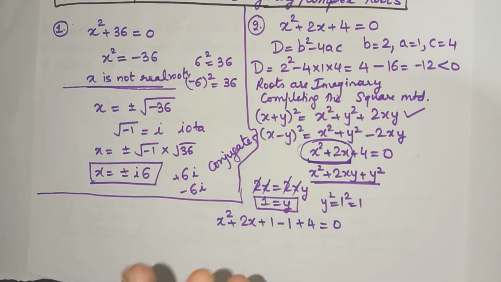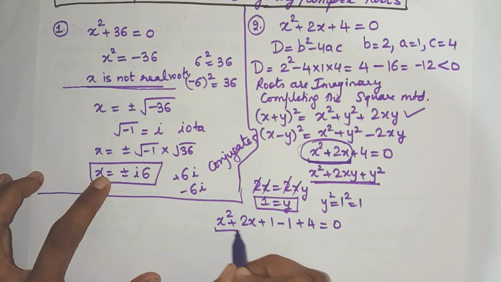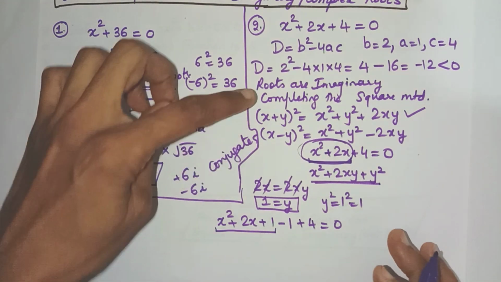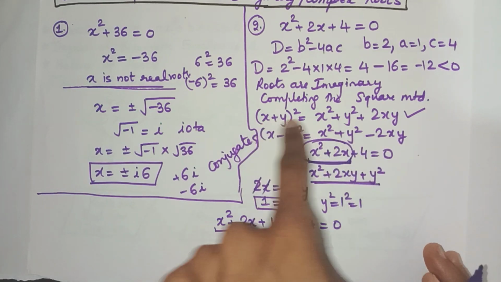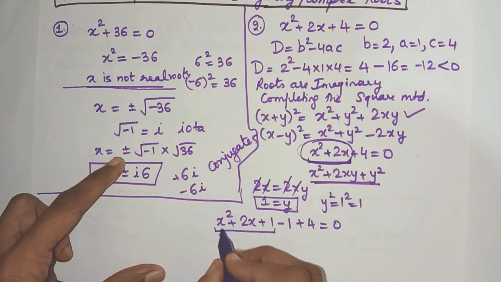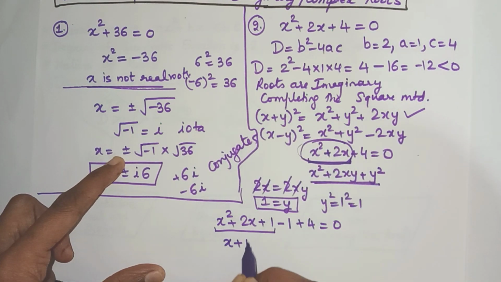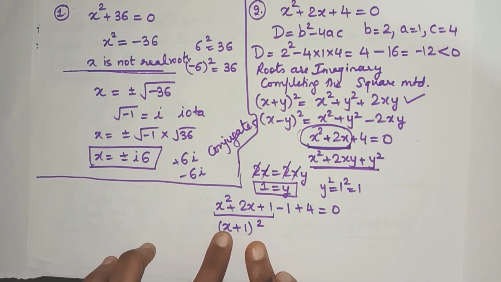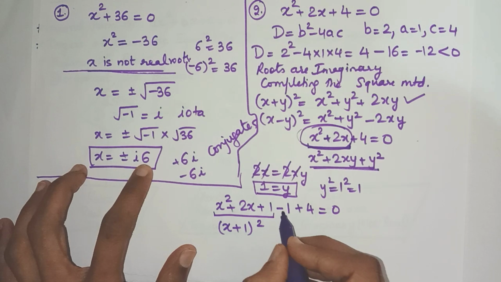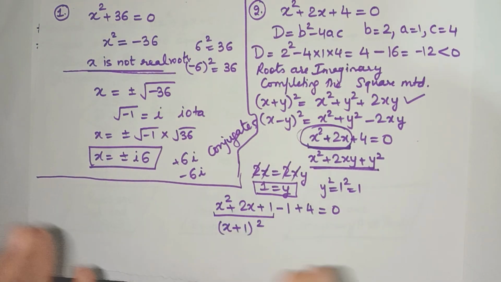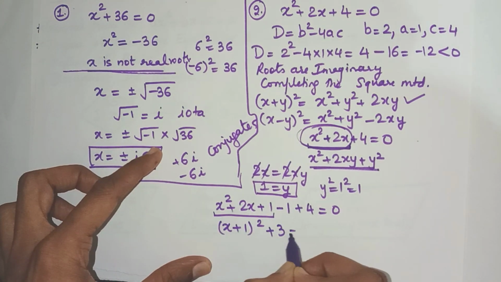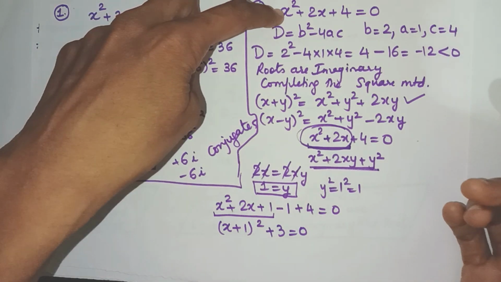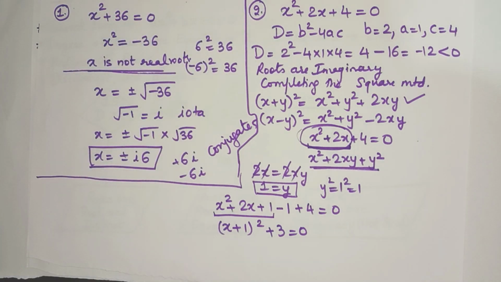Till here, I hope this is all clear. Now look at the magic happening. X square plus 2x plus 1 is of the type this identity. See, x plus y the whole square, where y is going to be 1. That's great. So now instead of this whole thing, I'm going to write x plus 1 the whole square minus 1 plus 4. What is minus 1 plus 4? Plus 3 equals to 0. Till here, just look at the progress we have made. From here, we have come to this point.